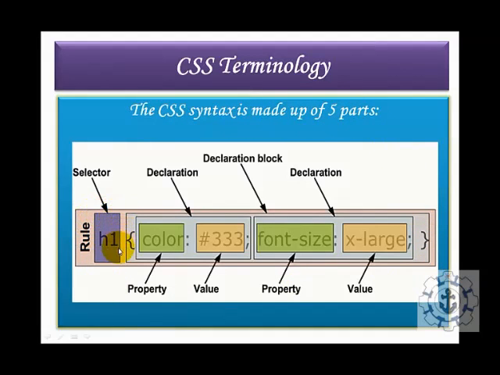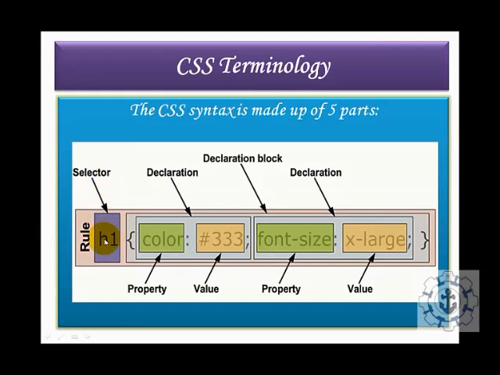This one is called the selector. When we select this selector, the corresponding format or styles will be applied. Next comes your declaration. This entire part is called a declaration, which consists of a property and a value. The color is a property, the number is a value, and this is also a declaration, and this entire thing put together is called a declaration block. And these are curly braces. So this is how you define a CSS.